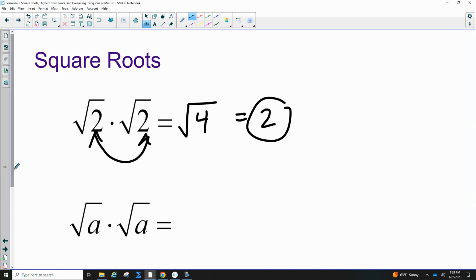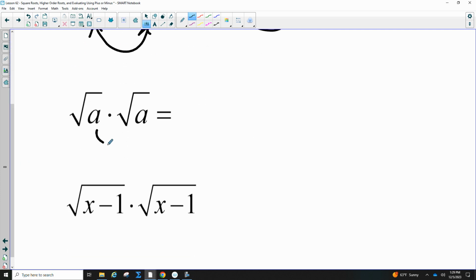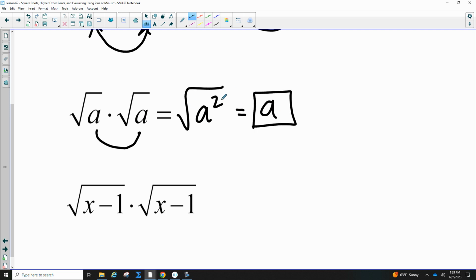Another way to look at this, here I have a times a. They're both underneath the radical, so that'd be the square root of a squared, and the square root undoes the square. So this is just a, right? This and this, inverse operations, we just have a.